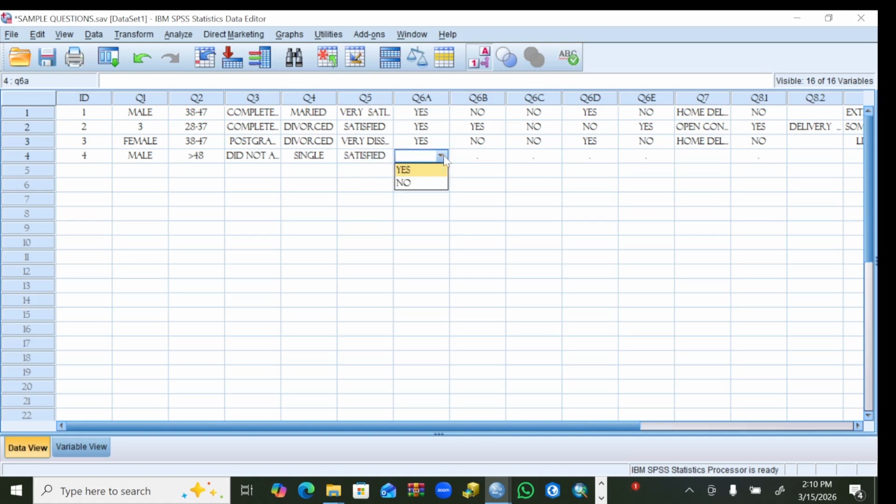Then selection of the product. You have number 1 is the tea. So yes, he selected tea. And number 2, coffee. No. Number 3, chocolate. No. Number 4, yes, which is hibiscus. And the last one, yogurt, he did not select.